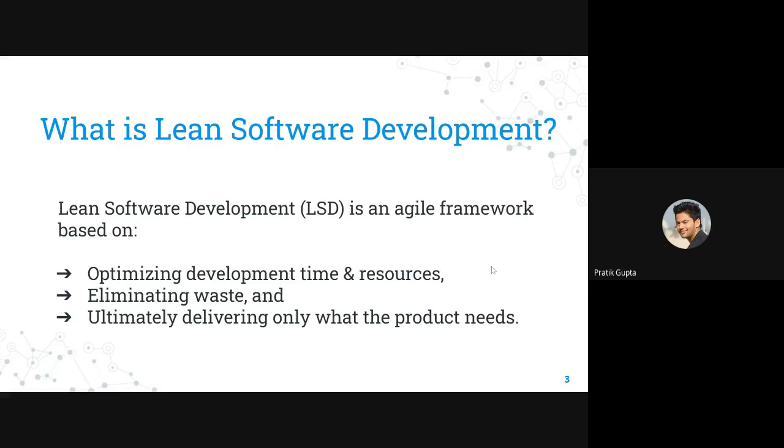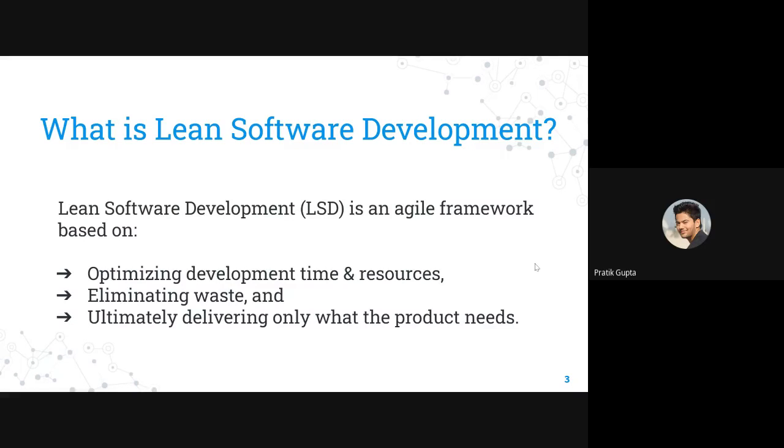What do you mean by eliminating the waste? Once you identify some features are not necessary, some features can be a luxury to implement in the first stage. If your product is being used by a large number of users, let's say 500 plus users per month or 1000 plus users per month, and you're getting a good response, then some extra features you can put in version 2 to scale the product. So that means eliminating waste and ultimately delivering only what the product needs.